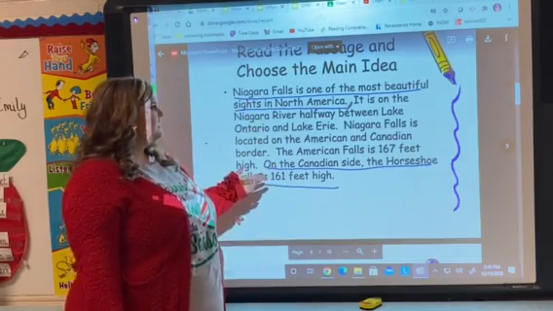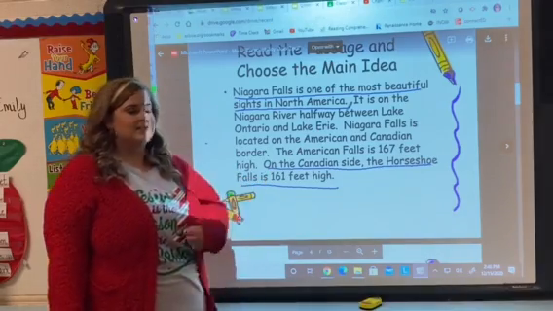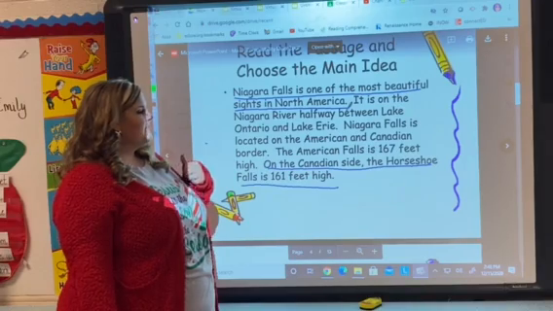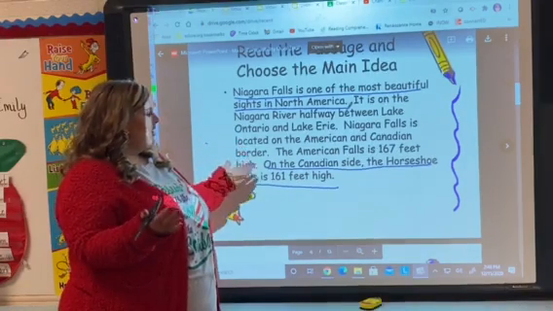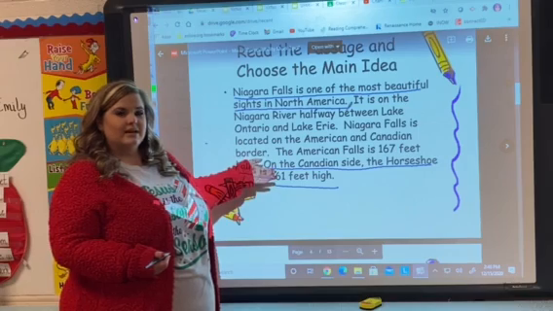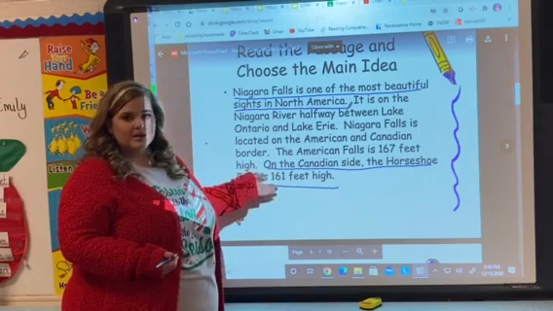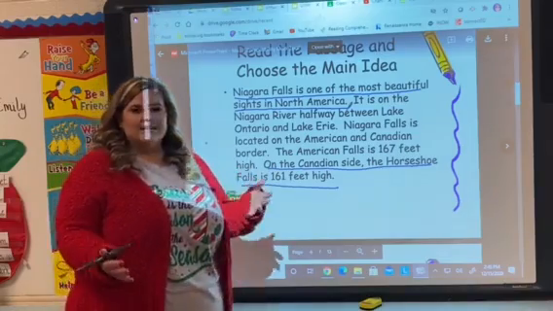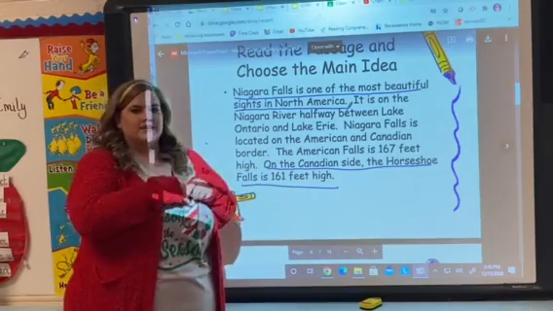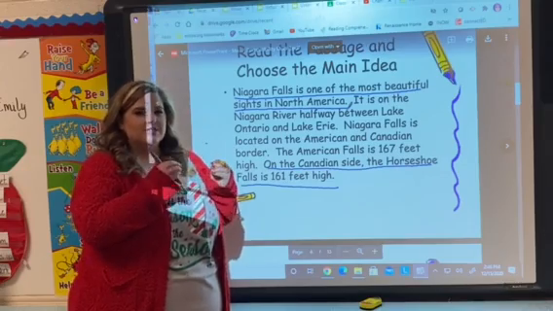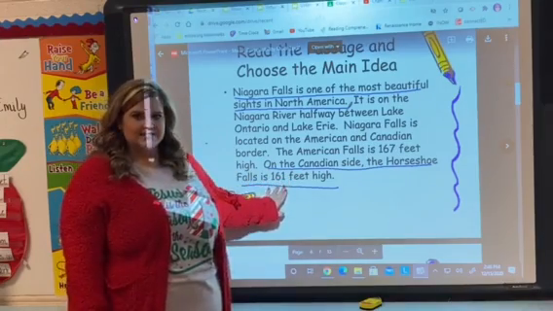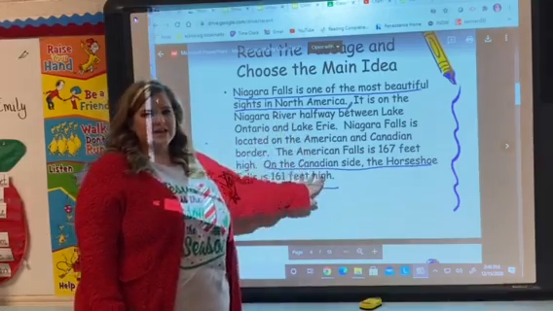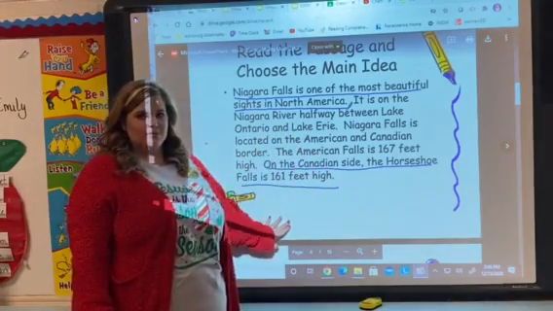If you wanted to give me a main idea, you could say Niagara Falls is a large falls that is actually between the Canadian border and the American border, because it does talk about that through half of this. The main thing is you've got to sum up everything that you have read, okay, and not just the last sentence, and not just the first sentence. We want you to read the entire selection and then sum it up for me, okay?